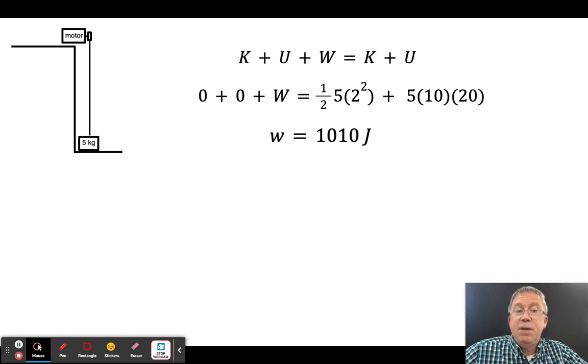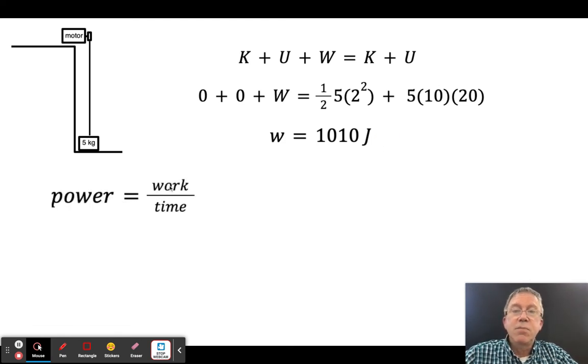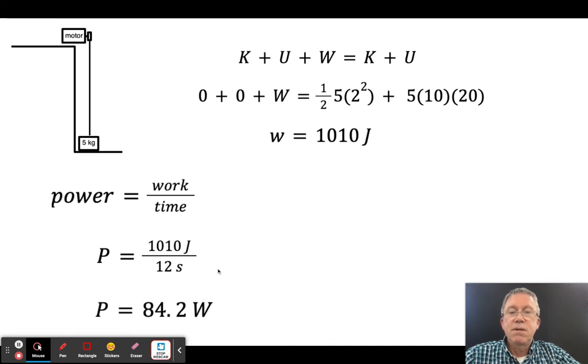Now I just had to divide it by the amount of time it took to do that work, right? So power equals work divided by time. I did 1010 joules worth of work. I did it in 12 seconds. So therefore, its power is 84.2 watts. I think I forgot to mention the time earlier, 12 seconds, okay?